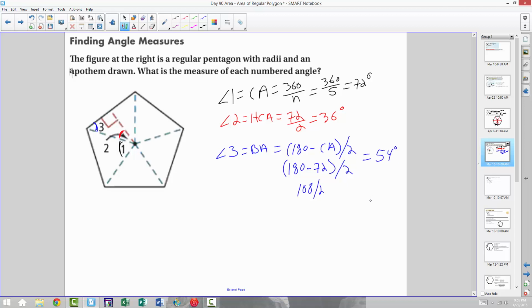So you have your central angle, 360 divided by n, your half central angle, which is 360 divided by 2n, and then your base angle, 180 minus your central angle all over 2. Central angle formed by 2 radii, half central angle formed by an apothem and a radius, base angle formed by a radius and a side.